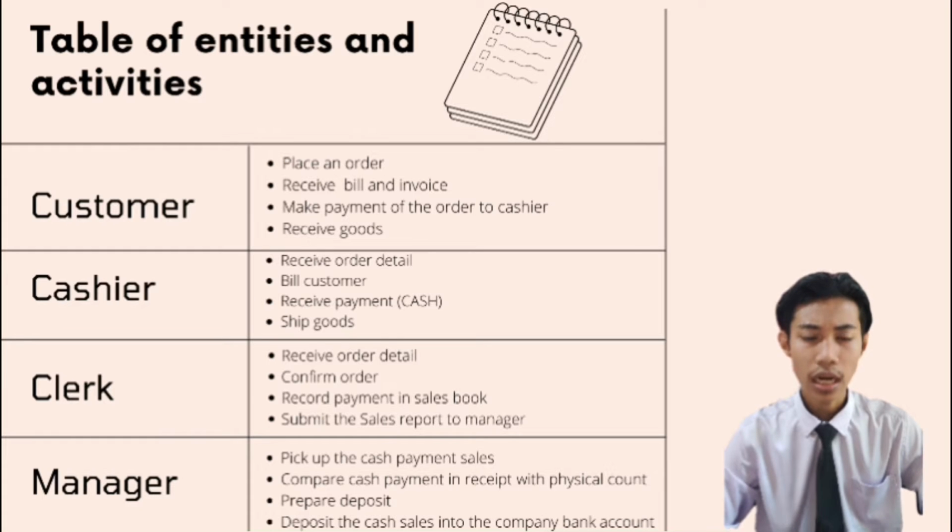For clerk, also receive order detail, confirm order, record payment in the sale book and submit the sale report to the manager. And lastly is manager: pick up cash from payment sale, compare cash payment in receipt with the physical count, prepare deposit and deposit the cash into the company bank account.